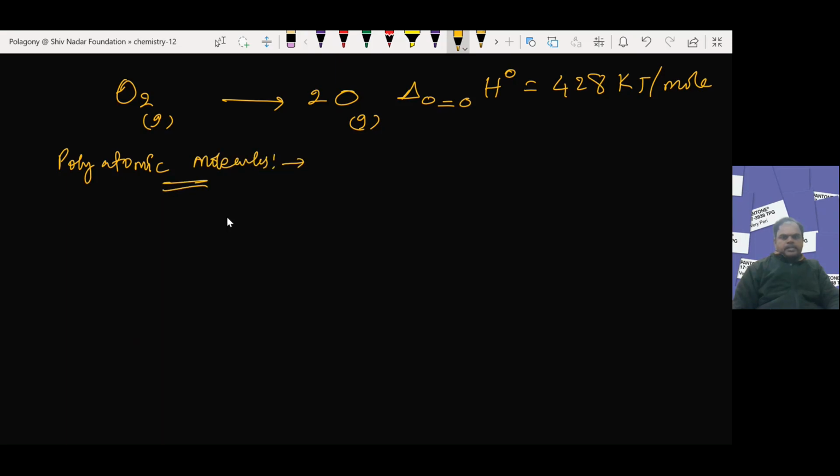For example, I'm taking CH4, methane gas, 1 mole. As you know, in methane, if you look into the tetrahedral structure, around the carbon there are 4 hydrogen atoms bonded to the carbon. So in this methane molecule, how many CH bonds? 4 CH bonds are present.